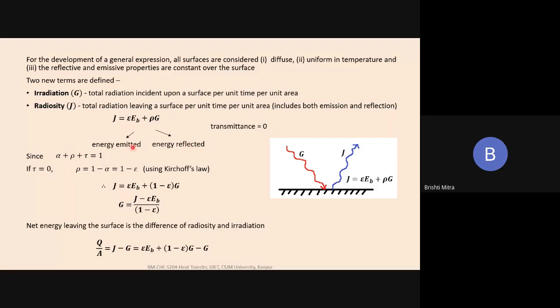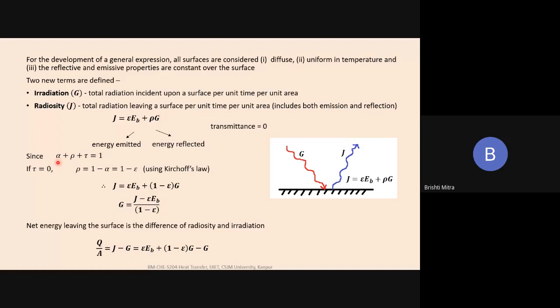And when it comes to energy which is emitted, it is EB, that is sigma T to the power 4, multiplied by the emissivity of the body. So this is the energy emitted due to the inherent temperature of the body, and this is the energy which is reflected because of the incident radiation that is falling on the body. So there are two parts.